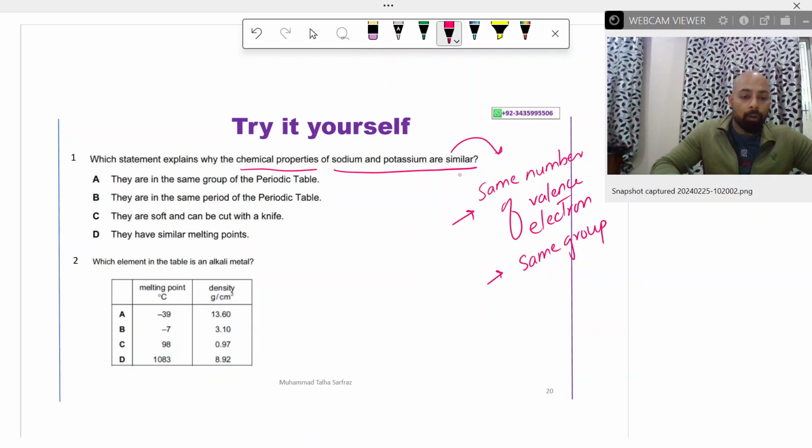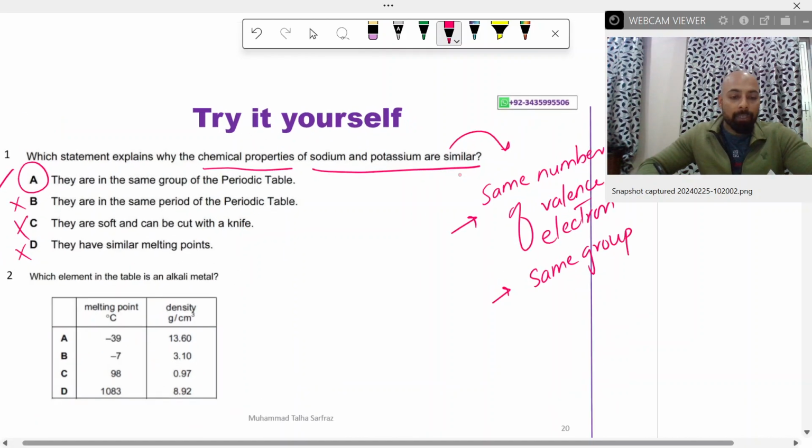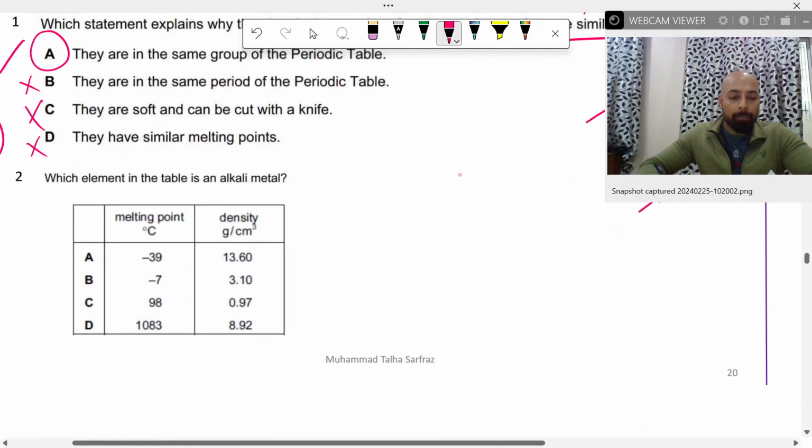So let's consider all the options. They are in the same group of the table? They are in the same period of the table? Of course, no. They are soft and can easily be cut with a knife? No. These are physical properties and they have nothing to do with the chemical properties. And they have similar melting points? No. So what is the correct answer? A. ठीक है? The second question, which element in the table is an alkali metal?